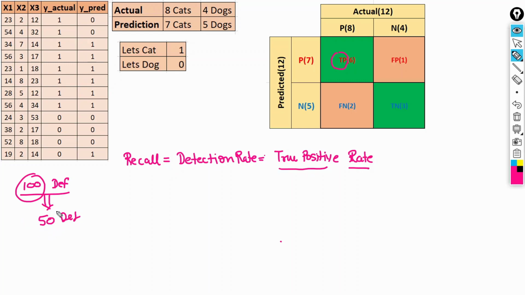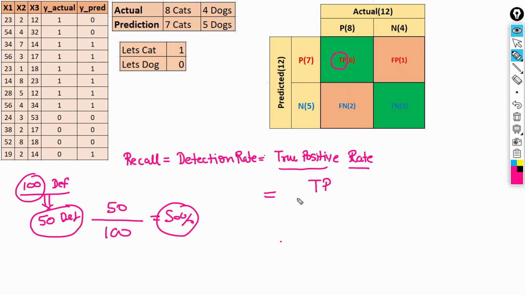Ideally my model should be able to detect all the defaulters, right? But my model is able to detect only 50 defaulters. So we can say recall would be 50 divided by 100. It means we have only a 50% detection rate. So now what is the formula?